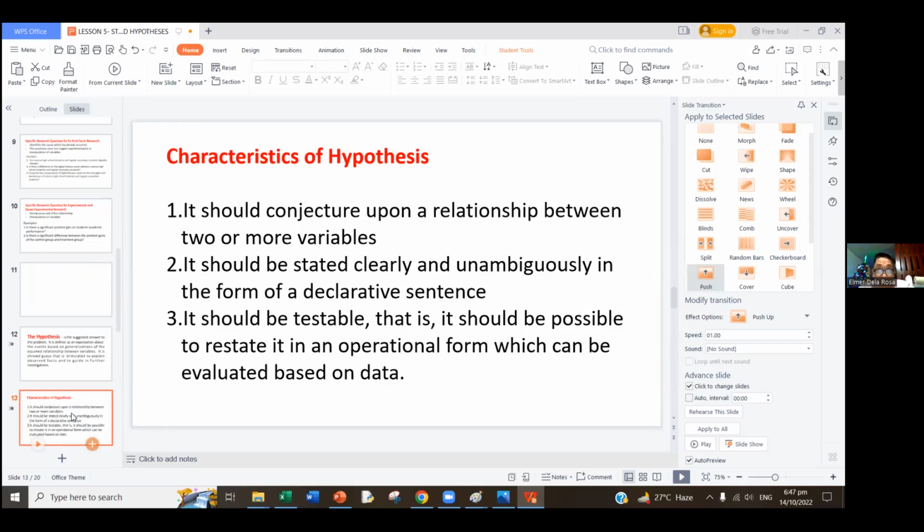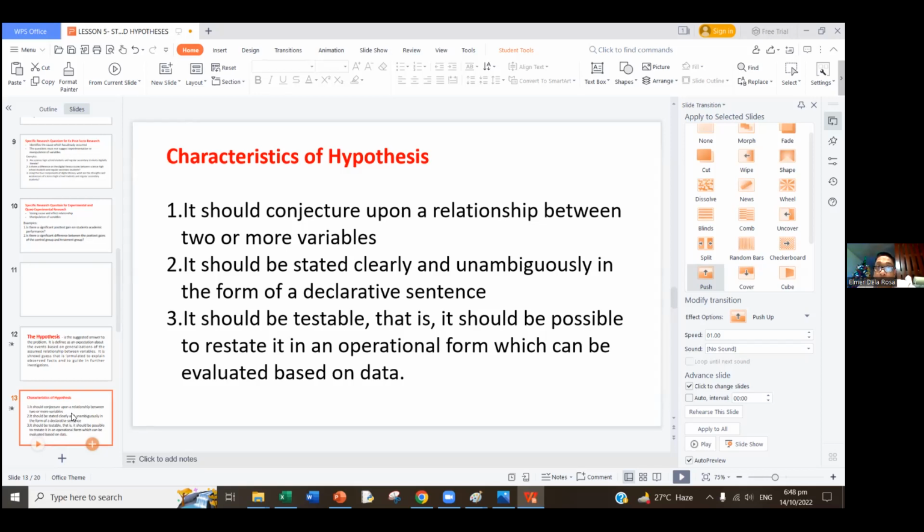Okay? So what are the characteristics of hypothesis? So plural hypotheses, pag dalawa o higit pa ang iyong conjecture. Number one, it should conjecture upon a relationship between two or more variables. So manggagaling daw siya o nakabase sa relationship between two, kung IV-DV ka lang, o kaya naman ay IV moderating DV o IV mediating DV, it is based on that relationship.